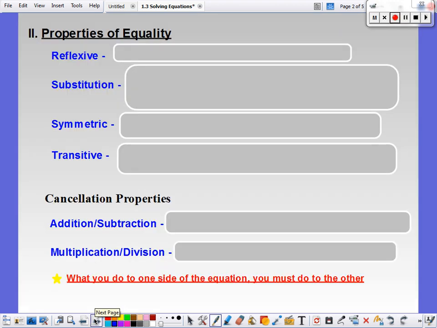Okay, moving on, we're going to be taking a look at some properties now. And all these things, what we're going to be doing with properties, we're going to be applying to the equations.